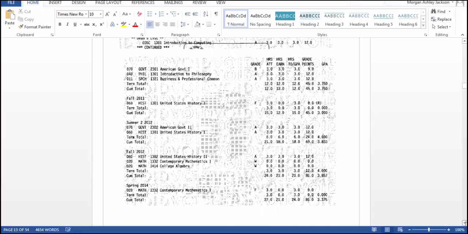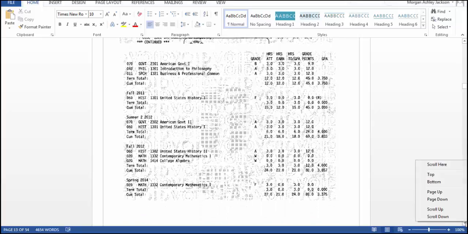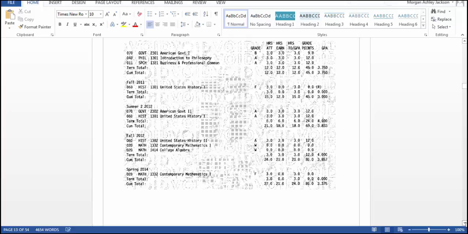Now, there are lots of different ways that we can go about doing this. So I have a screenshot of a transcript right here for us to look at, and we're going to talk about the unofficial evaluation process. So you look at this list of courses. It looks like he's taken everything from American Government 1, Introduction to Philosophy, Business and Professional Communications, and some other different courses.